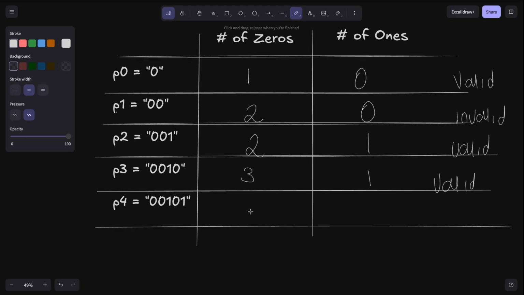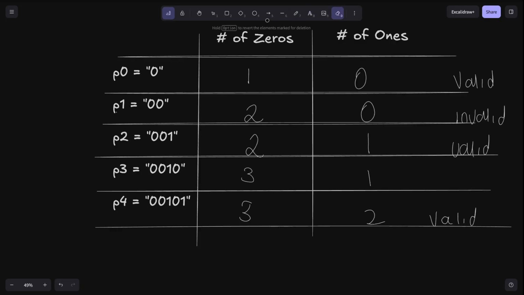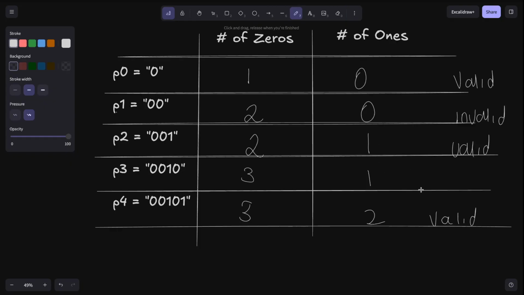And lastly, we have 3 zeros and 2 ones, and this was also valid. Oh, oops, I meant to say this was invalid. Just rub that out. This was invalid.